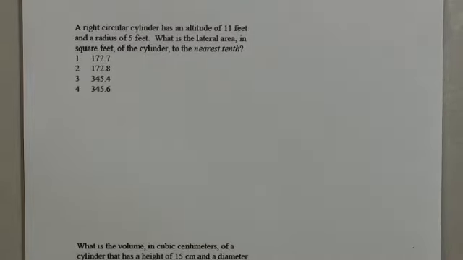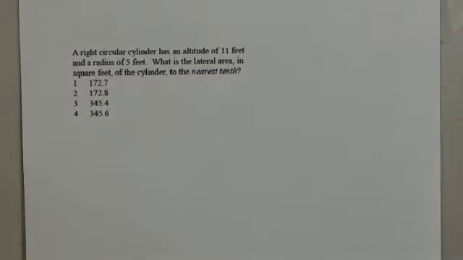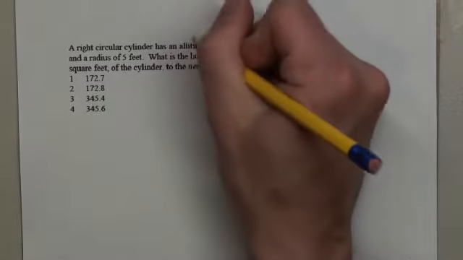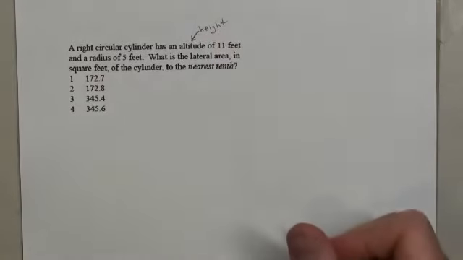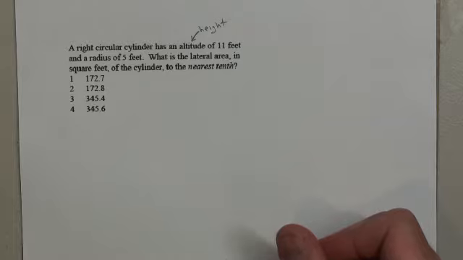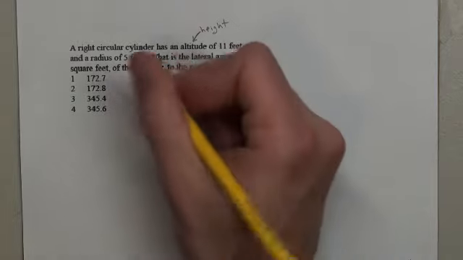Turn this over. Let's go to the next two problems. We have a right circular cylinder that has an altitude, which is the height, another name for altitude is height, of 11 feet and a radius of 5 feet. What is the lateral area in square feet of the cylinder to the nearest tenth?